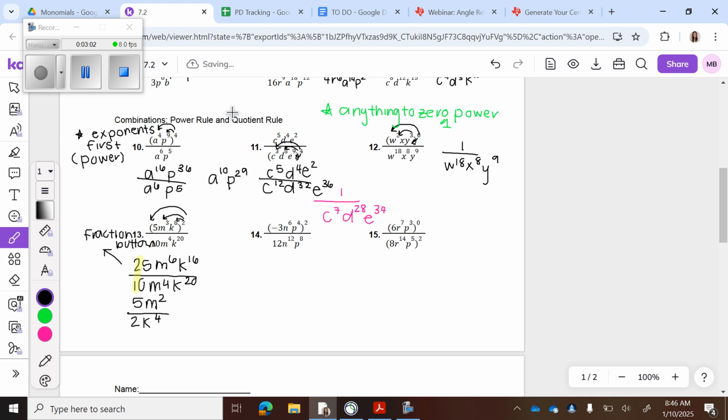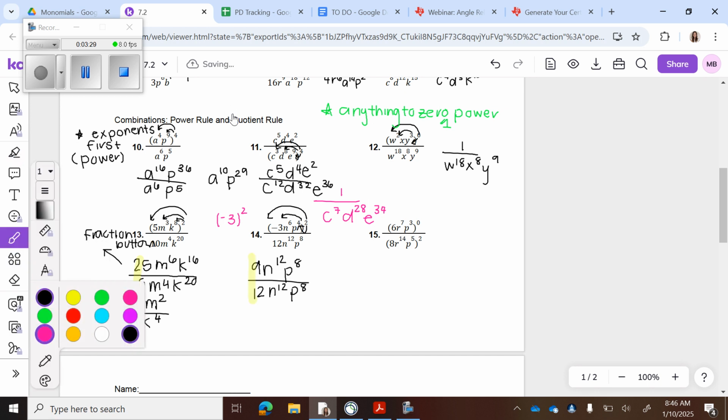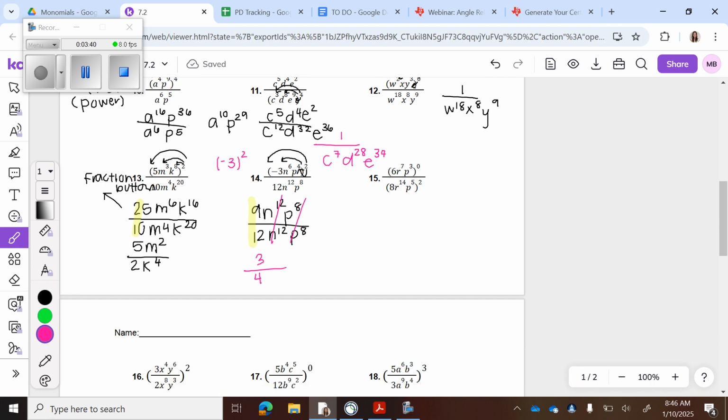All right, number 14. Again, start with your power rule, distribute your exponent. Make sure we're distributing it to that coefficient. And when we put that in the calculator, make sure we're putting that negative 3 in parentheses. So that's going to become a 9, n to the 12th, p to the 8th, all over 12, n to the 12th, p to the 8th. All right, fraction button here with this 9 over 12, and that's going to simplify to 3 over 4. 12 minus 12 is 0, so those cancel. And 8 minus 8 is 0, so those cancel. So this is just going to end up being 3 over 4.